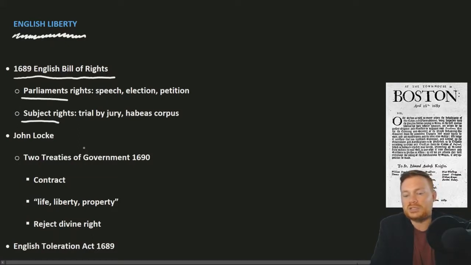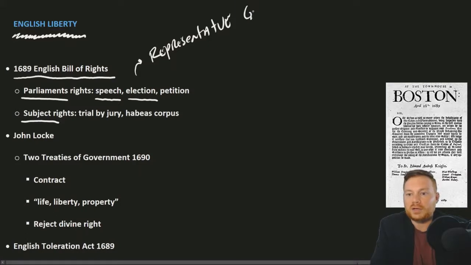So some of the ones that we might take note of: Parliament protected the right to speech, election, right? This is important when it comes to representative government, the opposite of absolute monarchy, the right to petition. English subjects secured the right to trial by jury and habeas corpus. Habeas corpus really means you can't just be thrown in jail for no reason.